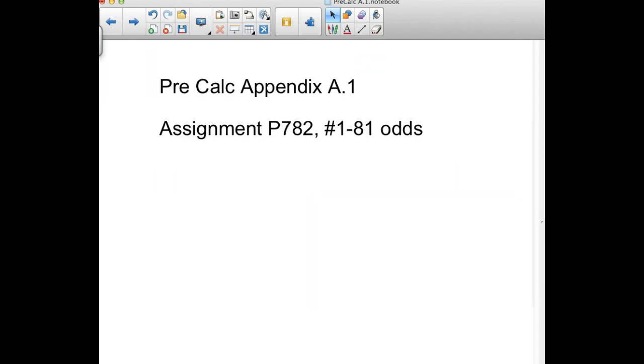All right, your assignment is in the back of the book, page 782. You'll be working on the odds 1 through 81.